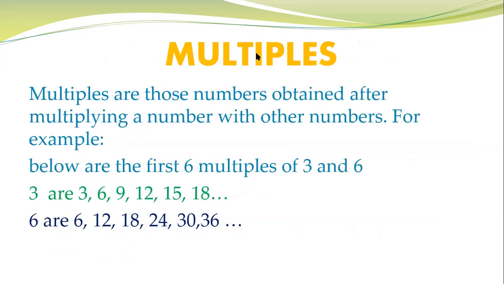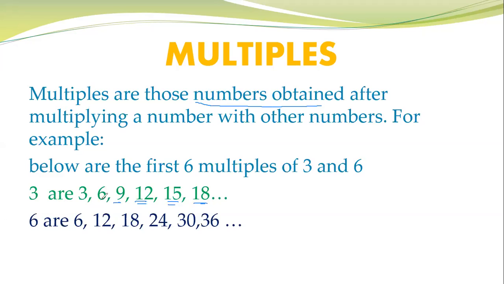If you are to talk about multiples of a number, multiples are those numbers obtained after multiplying a number with another number. For example, the first 6 multiples of 3: the first multiple is 3, which is got by multiplying 3 with 1. 3 times 2 is 6. 3 times 3 is 9. 3 times 4 is 12. 3 times 5 is 15. 3 times 6 is 18.